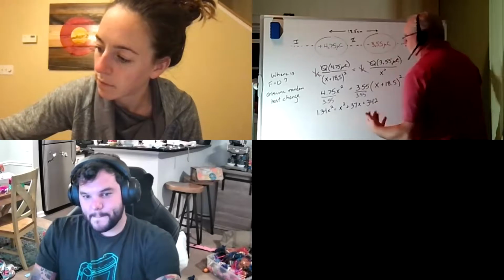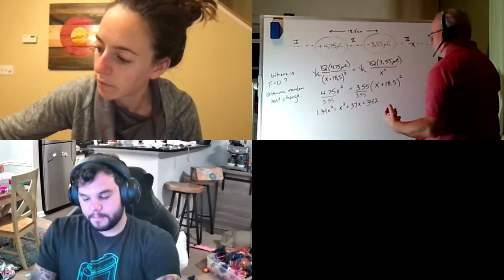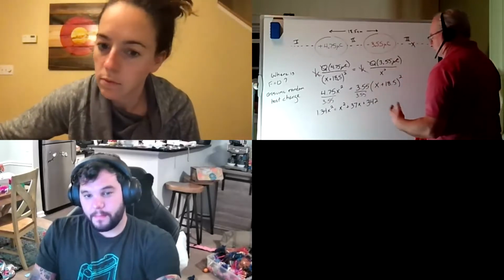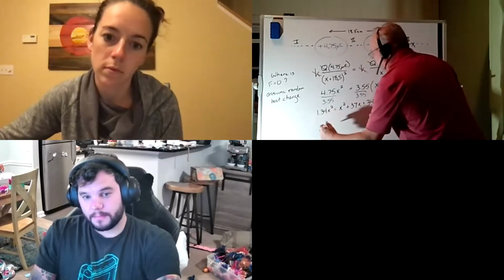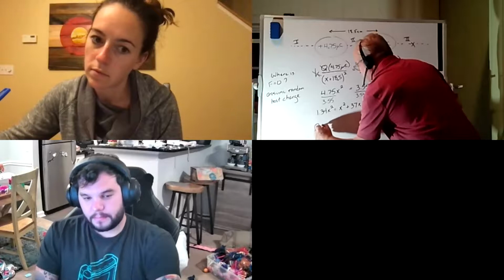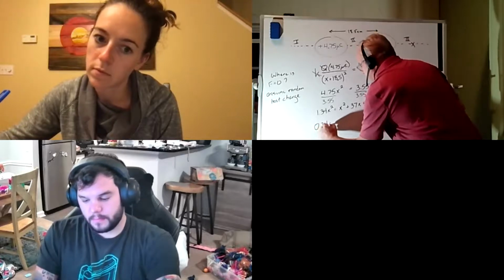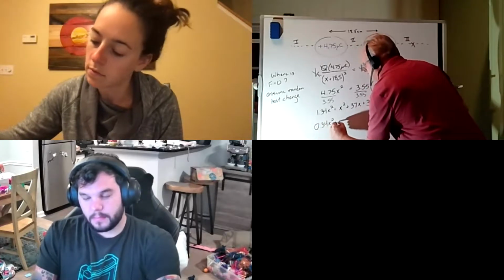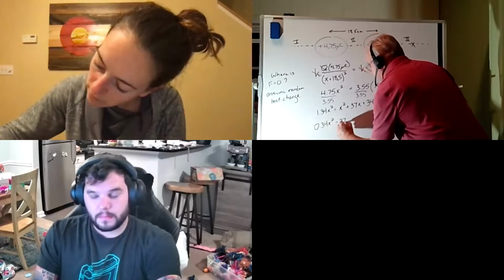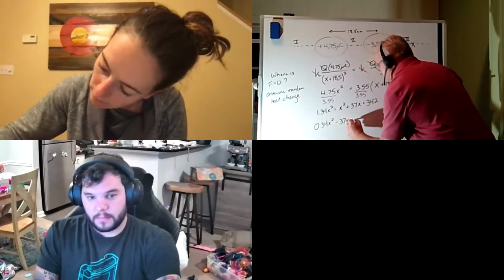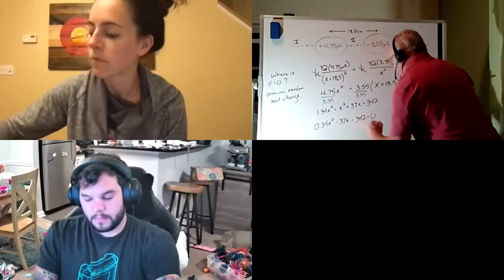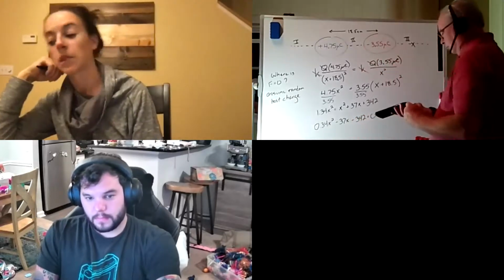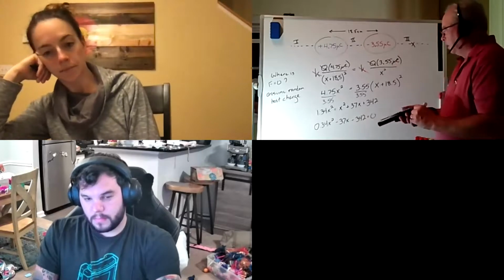Now we should rearrange this so it's in correct quadratic formula orientation. And so that means we're going to subtract each one of these terms from the other side. So this is going to be 0.34 x squared minus 37 x minus 342 equals 0. Solid quadratic formula.